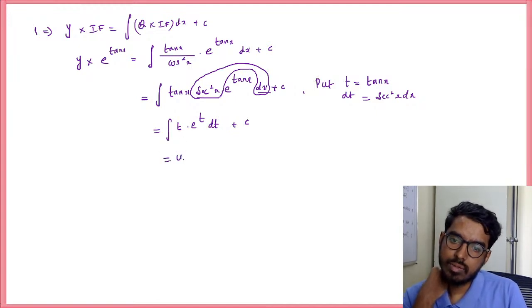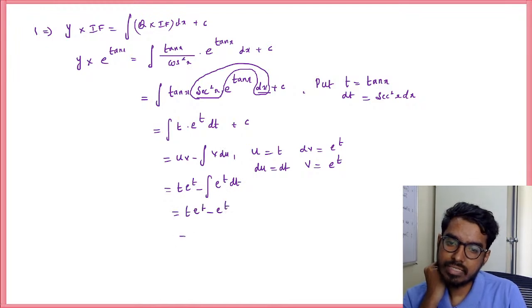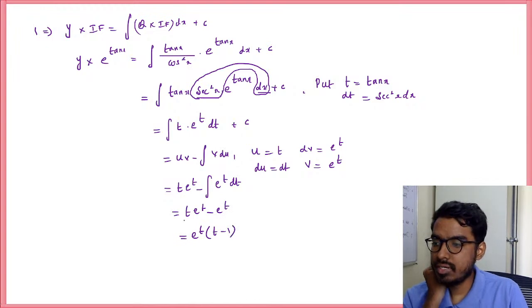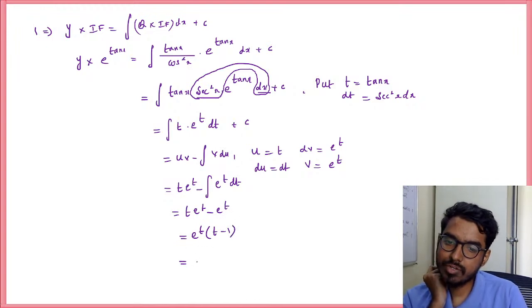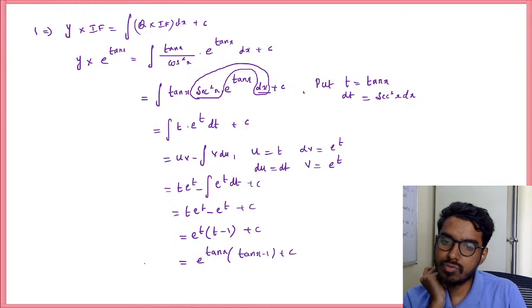Integrate this. This will be uv minus integration of v du. U is t, dv is e power t. So du is equal to dt, v is equal to e power t. So u into v, so t into e power t minus integration of e power t dt. So t e power t minus e power t. If we take e power t common, we will have t minus 1, right? Replace t with tan x: e power tan x into tan x minus 1 is the required solution. So y is equal to, we have y into e power tan x.